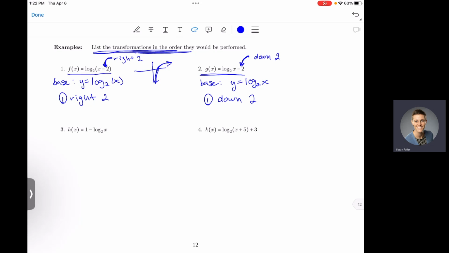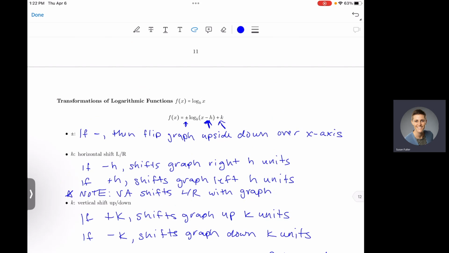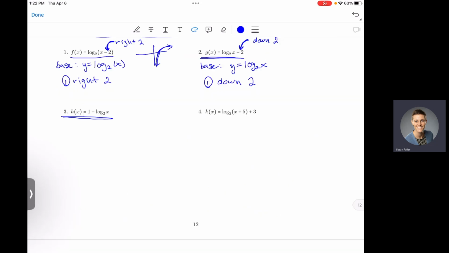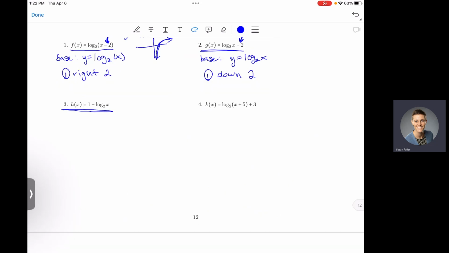All right, how about if I have h of x equals 1 minus log base 2 of x? This looks a little different than this because we always start with the log first, and any other numbers being added or subtracted are written on the right. So I'm just going to reorganize this. The negative stays with the log since it's negative. So I'm just going to rewrite this into negative log base 2 of x plus 1. The log is negative, the 1 is positive. So I can rewrite it like this.